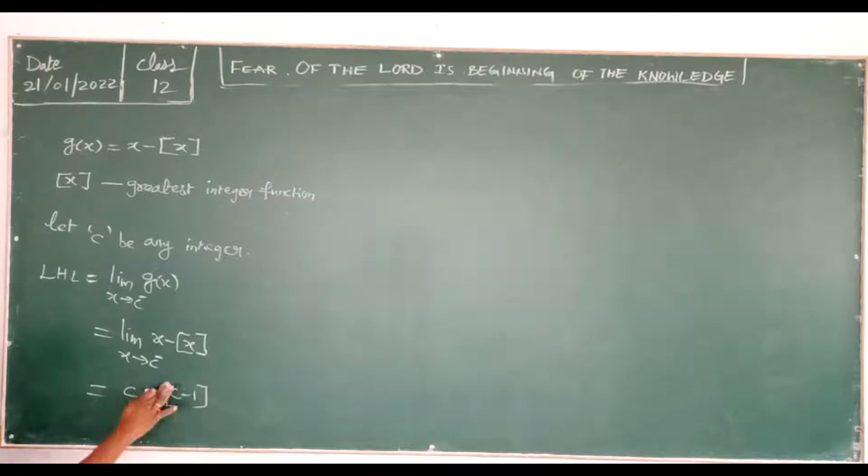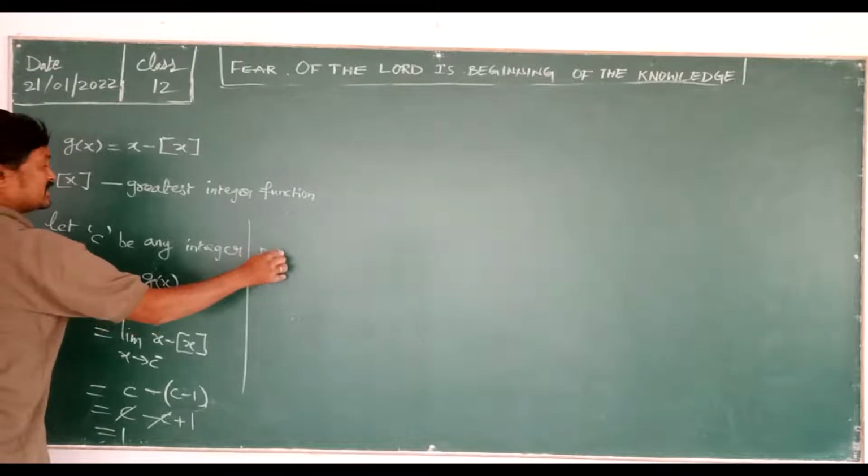So the function is going to be c minus (c minus 1). Let's simplify this. You get c minus c plus 1. This and this get cancelled. You get the answer as 1.